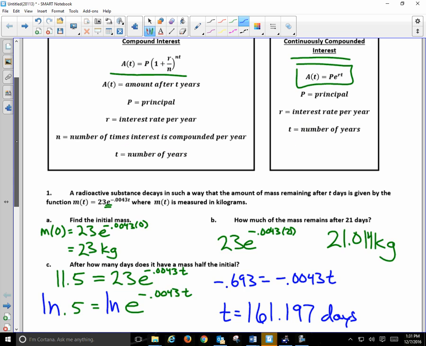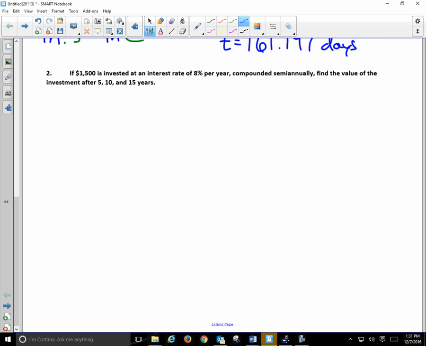Because of that, we will use the first type of equation, which says that the amount at a given time t is equal to the principal, or your initial investment, times 1 plus the rate at which it's invested, divided by the number of times it's compounded during the year, raised to the nt power.